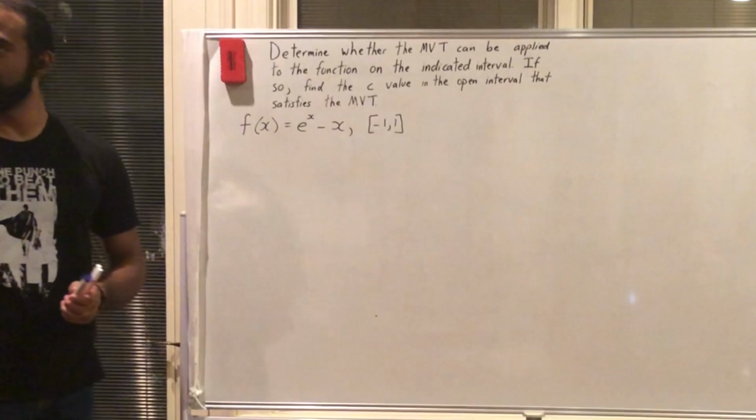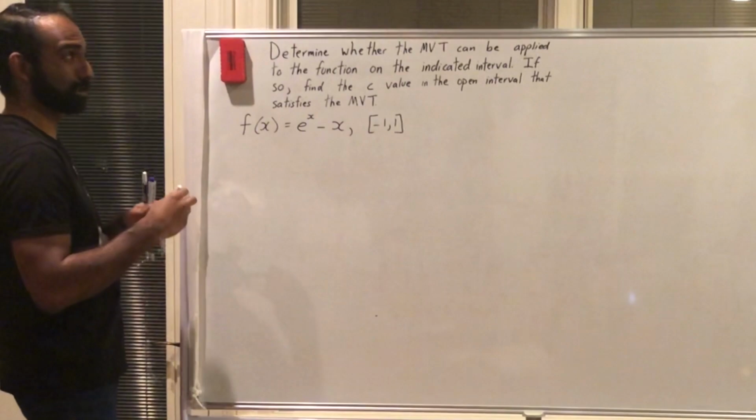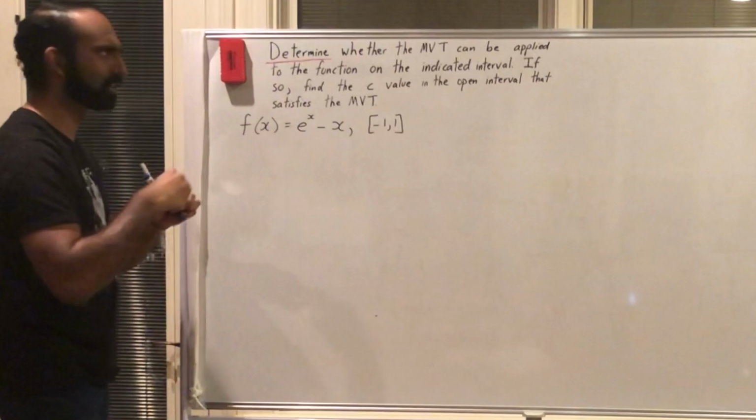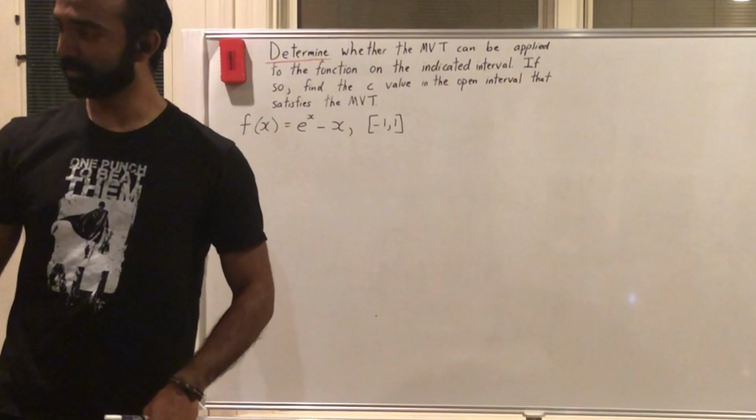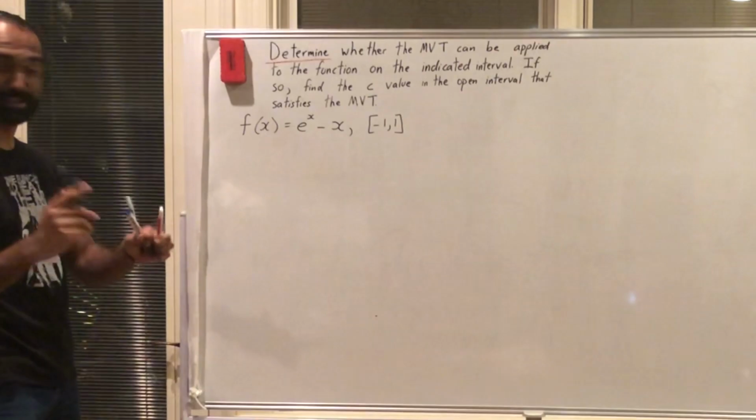Now, for the first part, determining whether the MVT even gets off the ground. Can someone remind me, what are the two conditions needed for the MVT to get off the ground? Anyone? Yes. It should be continuous and smooth. Exactly, continuous and smooth, differentiable. So let's address those questions individually.